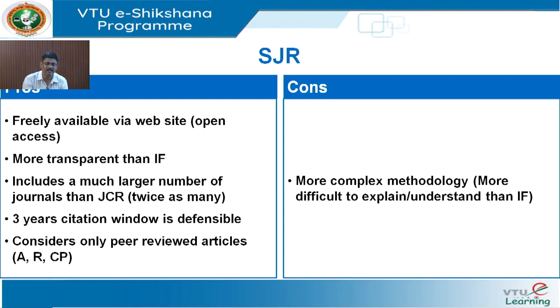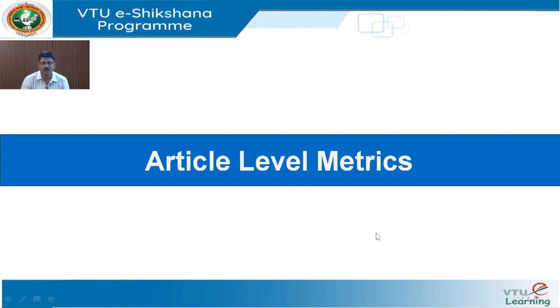Okay. There are advantages and disadvantages, limitations of this SJR score. One is that it is freely available and more transparent than IF, because it has a 3-year window of citation data and includes a larger number of journals than JCR, etc. But it is a more complex methodology to compute and understand as far as an individual user is concerned. Okay. So those are all about publication level metrics.